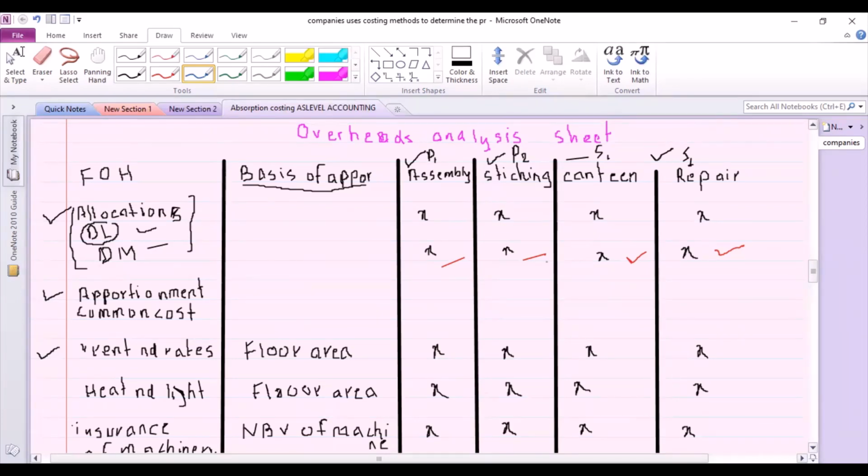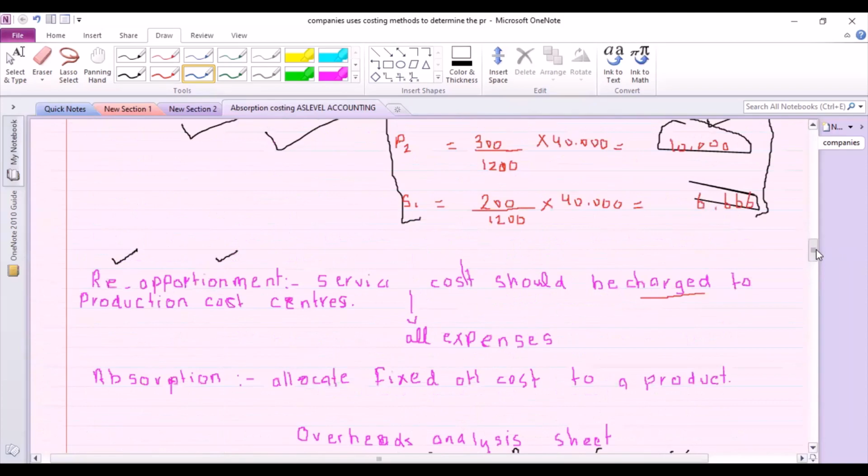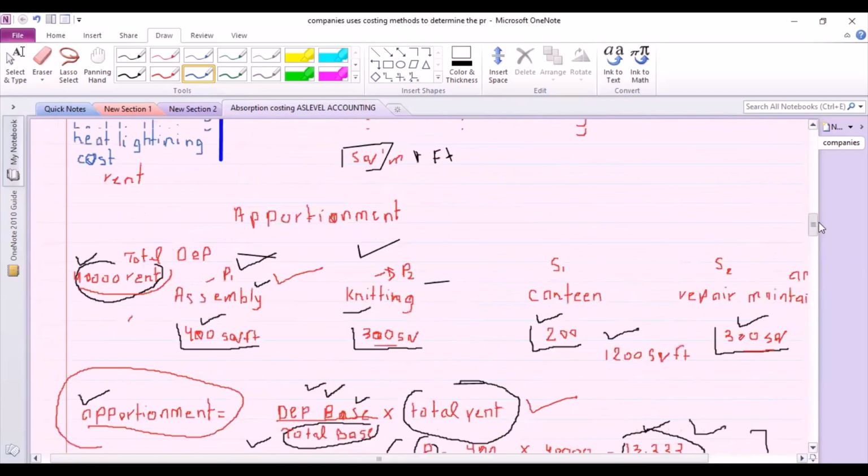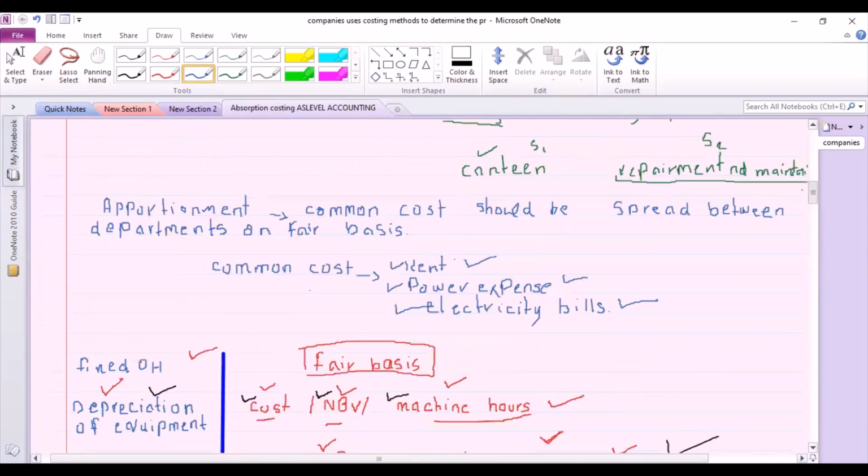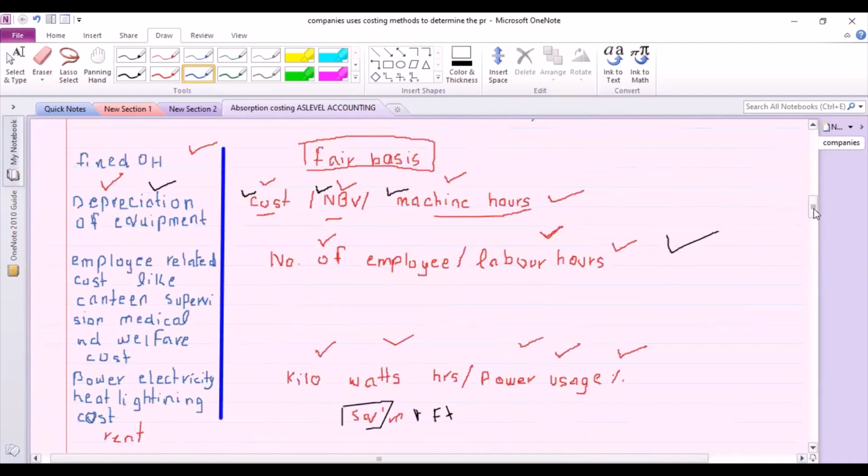Okay. So in apportionment, what we are doing is, we have some common costs, and all these common costs should be spread between the departments on a fair basis. Like there are depreciation, and employment related costs, for example canteen, supervision, medical, welfare cost. So there are a lot of costs.